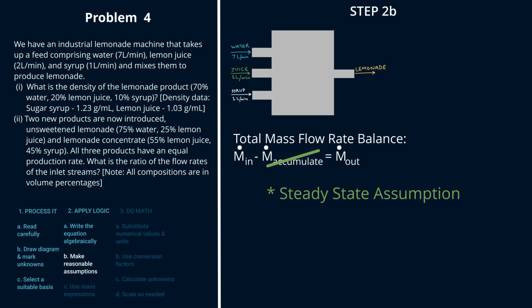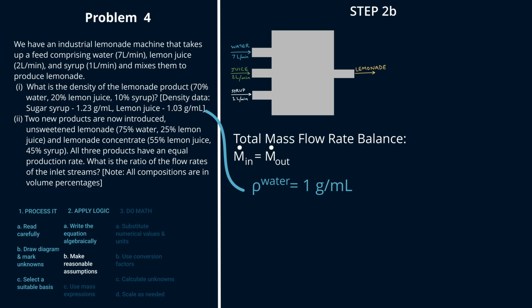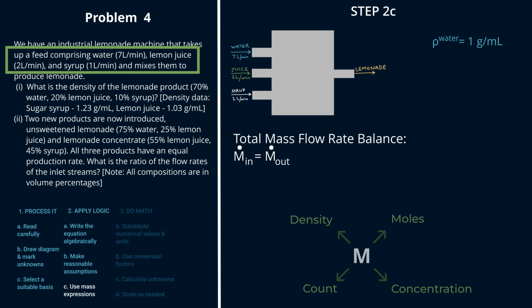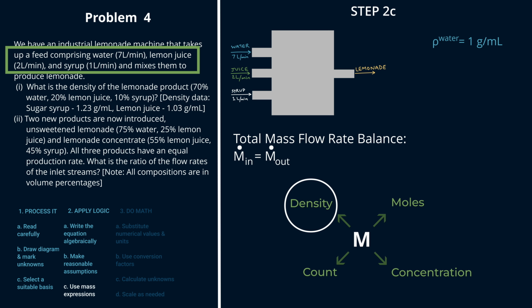It's reasonable to assume that the industrial lemonade machine is operating at steady state since nothing in the problem indicates otherwise. We can make a standard assumption that the density of water is equal to 1 gram per ml. We are given the volumetric flow rates, so we will be representing mass flow rates as density times the volumetric flow rates.